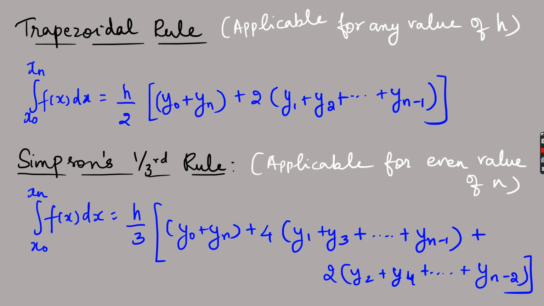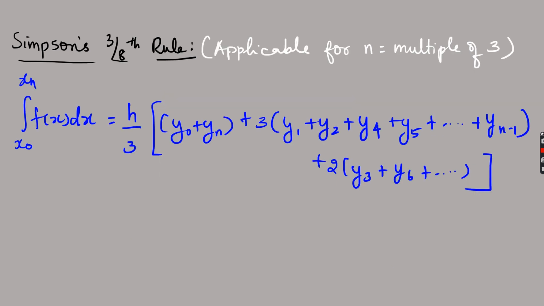So this is Simpson's 1/3 rule, and Simpson's 3/8 rule is given by this. This 3/8 rule is applicable for n being a multiple of 3. So n should be a multiple of 3, like 3, 6, 9 or something like that. If it is not like that, then you cannot use this particular formula.